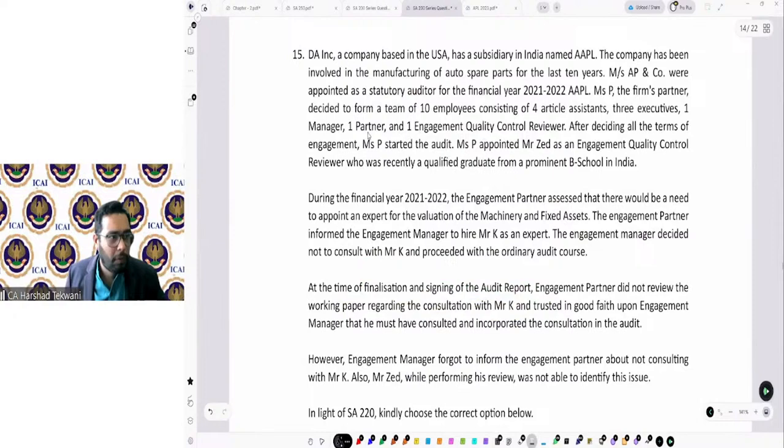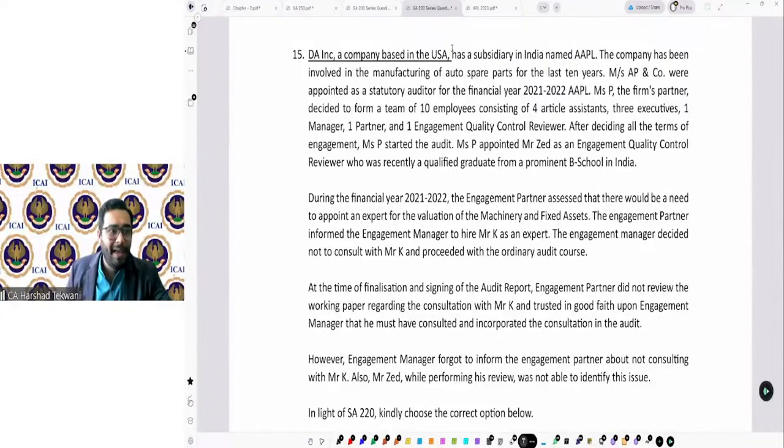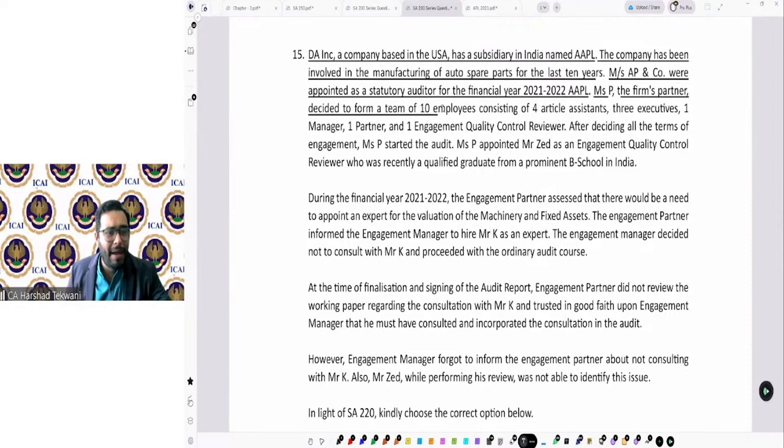DA Incorporation, a company based in USA, has a subsidiary in India named AAPL. The company has been involved in manufacturing of auto spare parts for the last 10 years. Messrs. APN Company were appointed statutory auditor for financial year 21-22 of AAPL. Ms. P., the firm's partner, decided to form a team of 10 employees, consisting of 4 articles, 3 executives, 1 manager, 1 partner, and 1 engagement quality control reviewer.